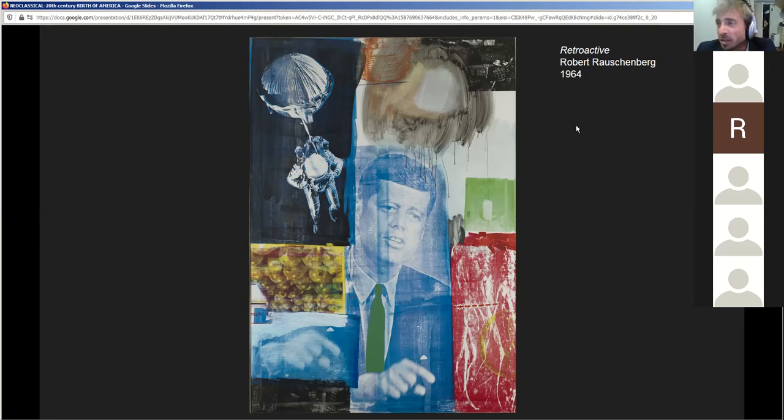And that might relate to the space program, but also what about this astronaut? Can you tell us, Victoria? What is the astronaut doing? Well, to me, it looks like a parachute almost behind it. Yeah, so how might that relate to Kennedy's death?